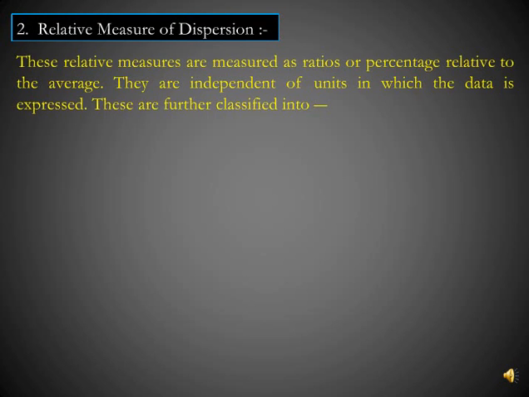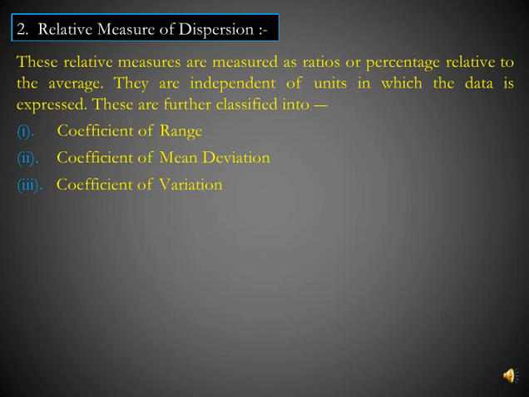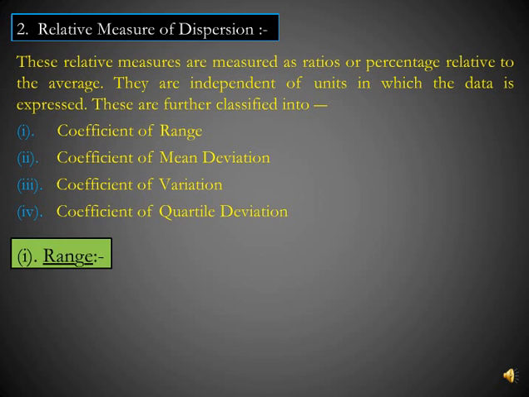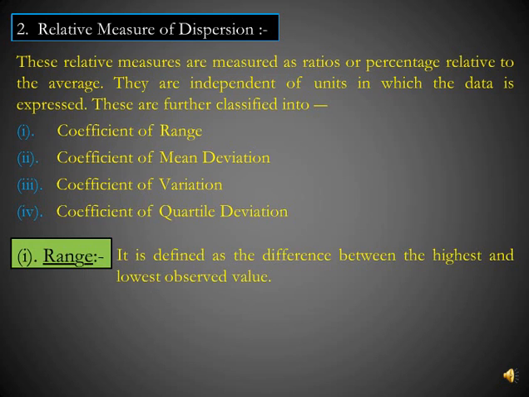Second measure of dispersion is relative measure of dispersion. These relative measures are measured as ratios or percentage relative to the average. They are independent of units in which the data are expressed. These are further classified into coefficient of range, coefficient of mean deviation, coefficient of variation and coefficient of quartile deviation. Now, let's discuss each of them in detail.